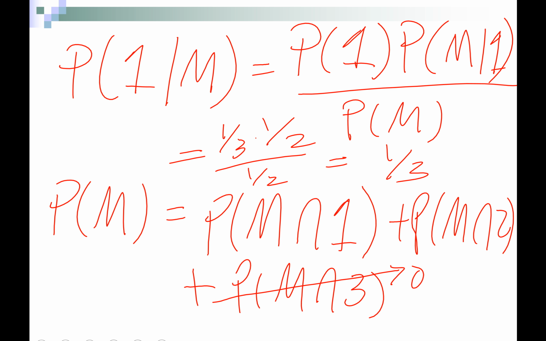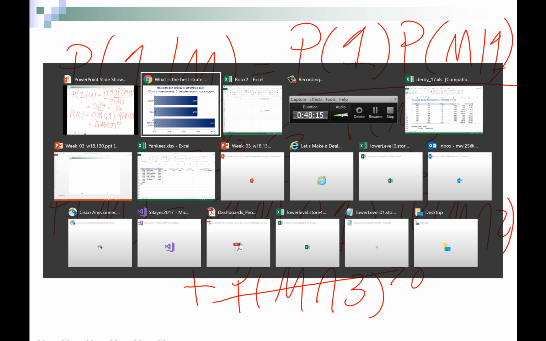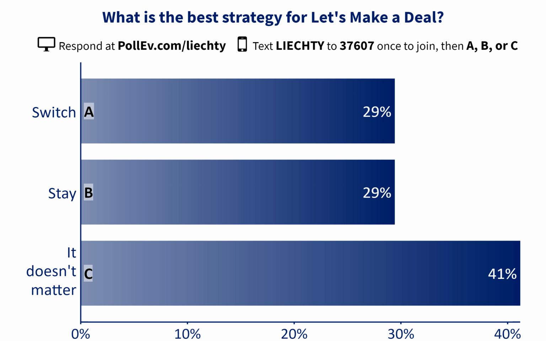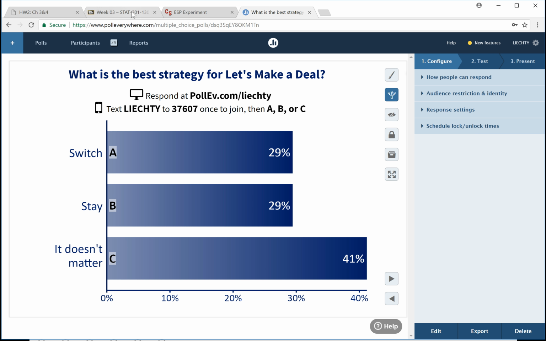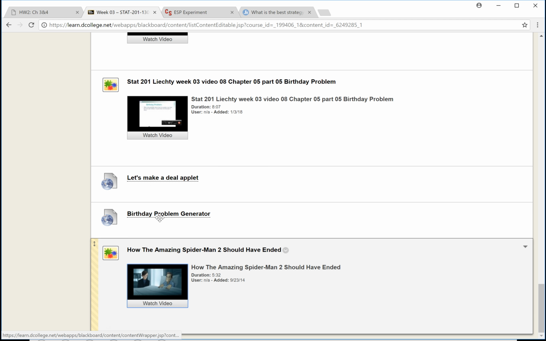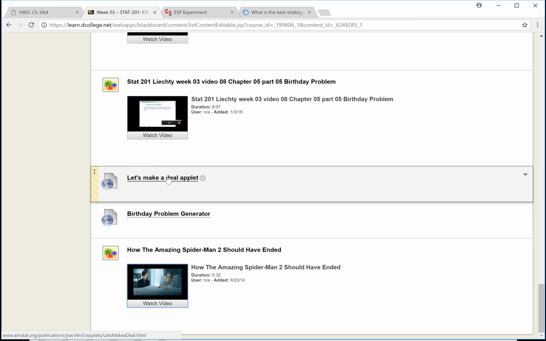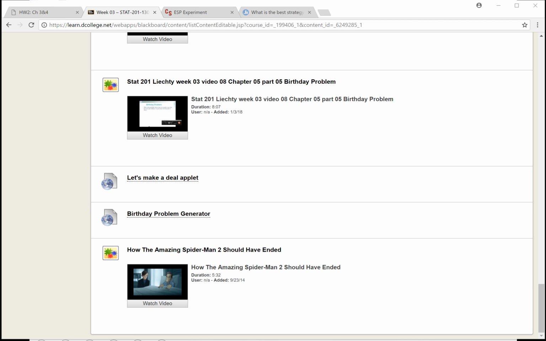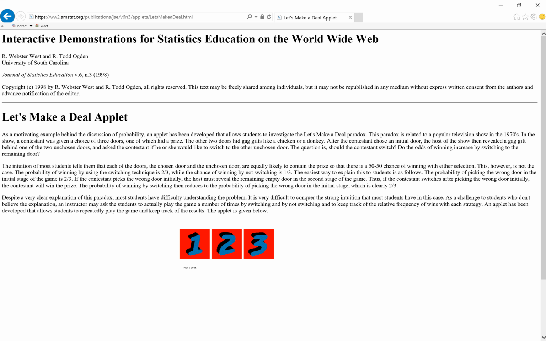Okay, so the best strategy is to switch. Now if you come over here to the week 3 folder, you'll see Let's Make a Deal applet. This only runs in browsers that support Java. So if you're having trouble grasping this, you're still thinking, wait, there's 2 doors, it should be 50-50. Go to this link, open it in a browser that supports Java like Internet Explorer, and you can play the game a bunch of times.